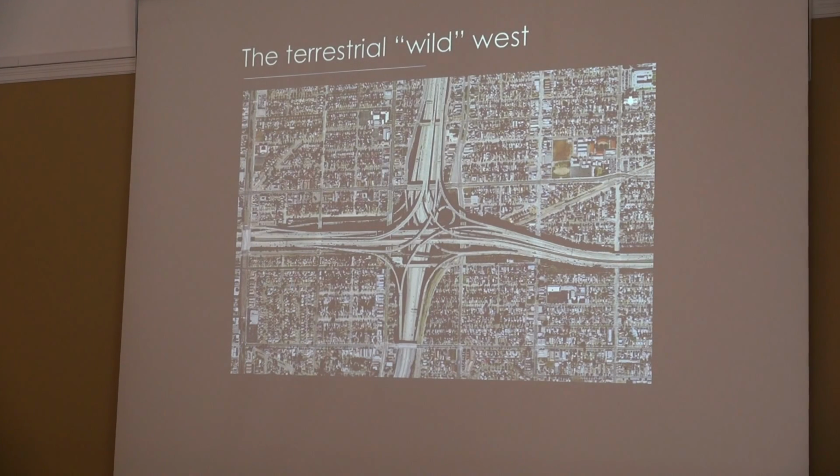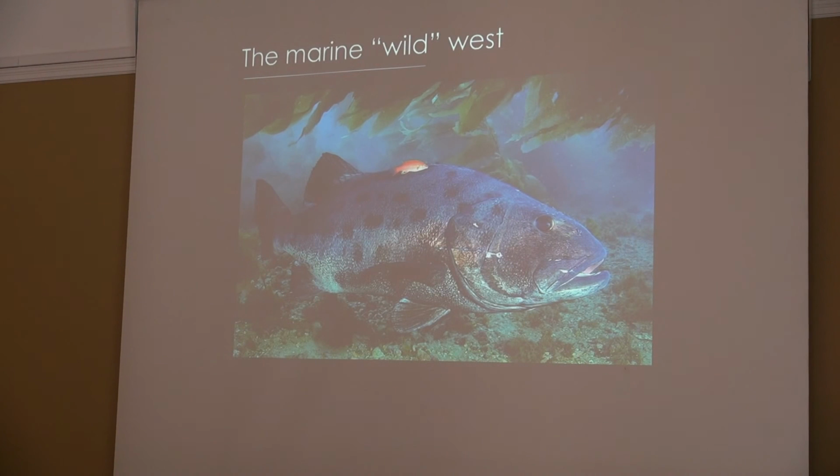So the terrestrial Wild West might look like Los Angeles, like this, where habitat is completely transformed for human uses. But just go right offshore Los Angeles, jump off the pier, and you can see gray whales swimming around. You can see 300-pound giant sea bass. These ecosystems are still amazingly intact.